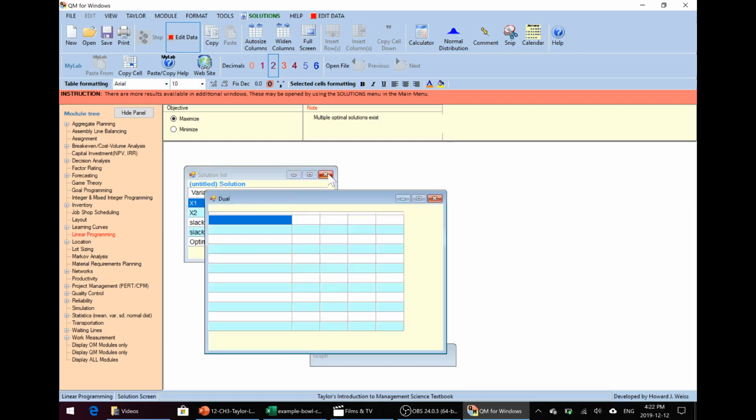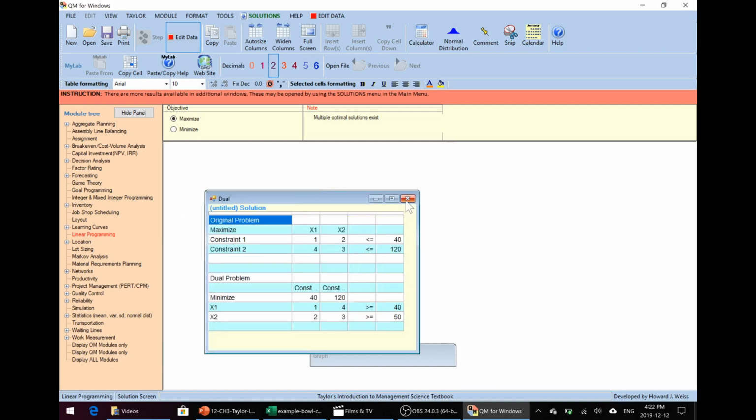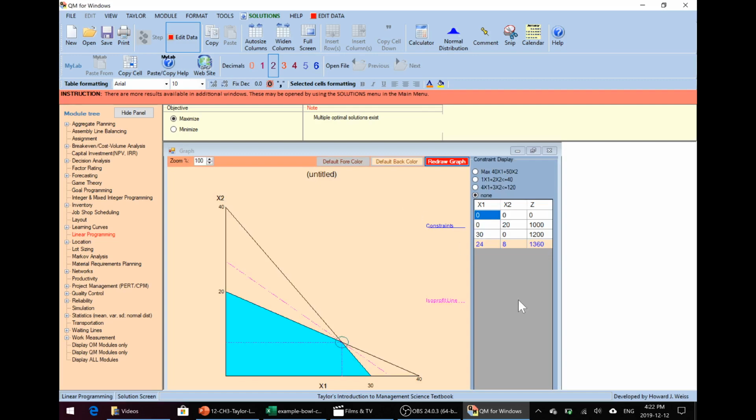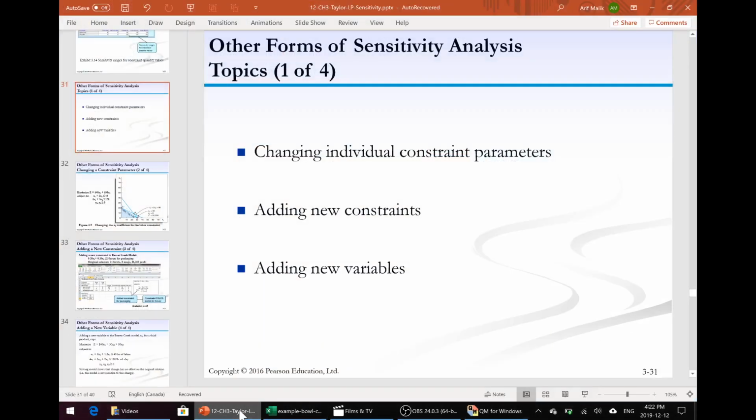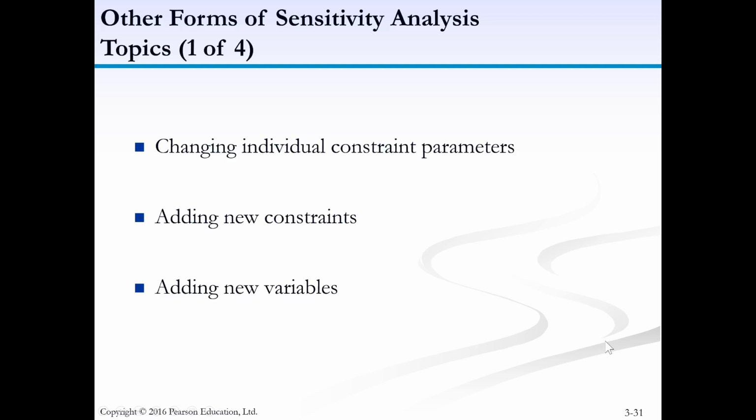All right, now what we do is we go to our presentation, and there are small things left. One is about the other forms of sensitivity analysis. We are changing individual constraint parameters, which are called technological coefficients, adding new constraints, adding new variables.